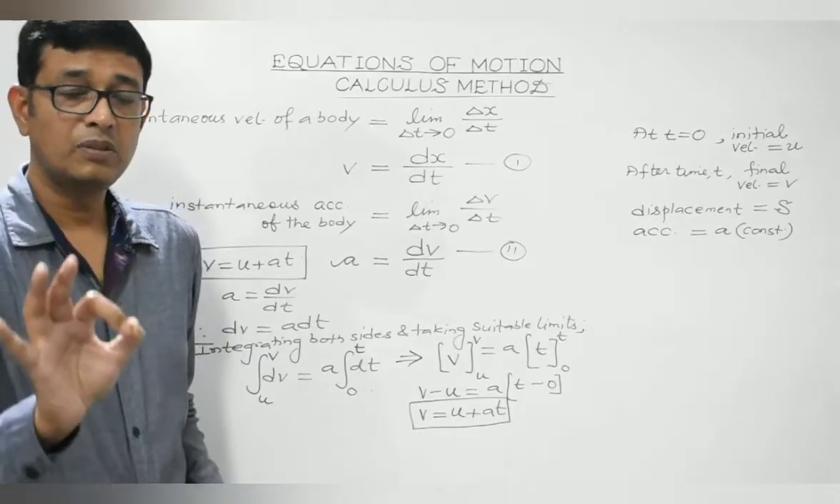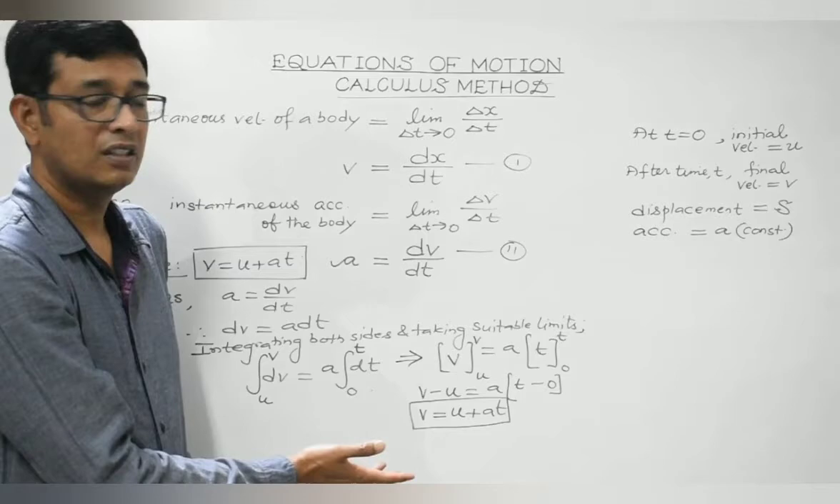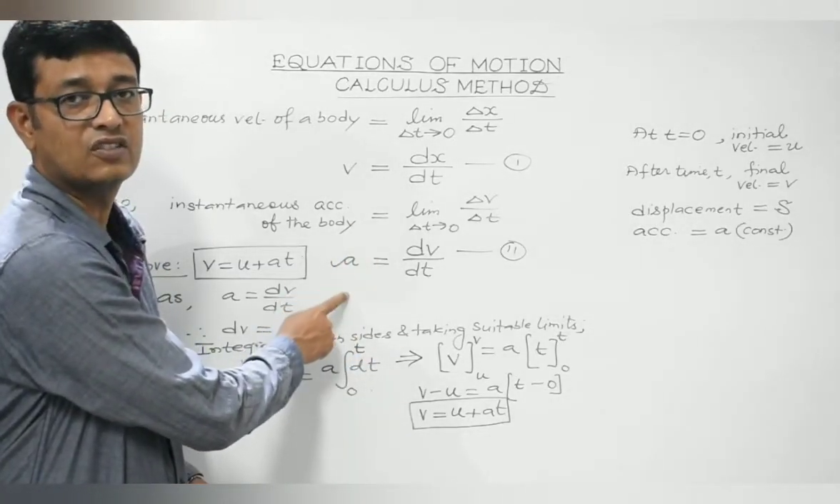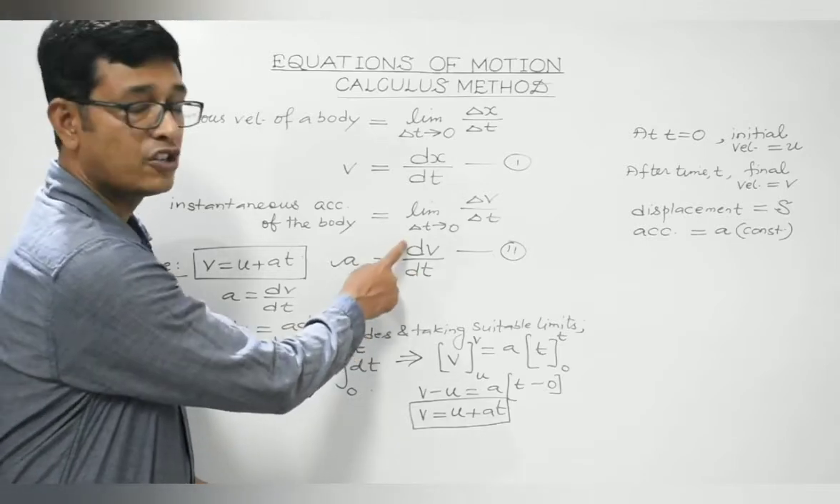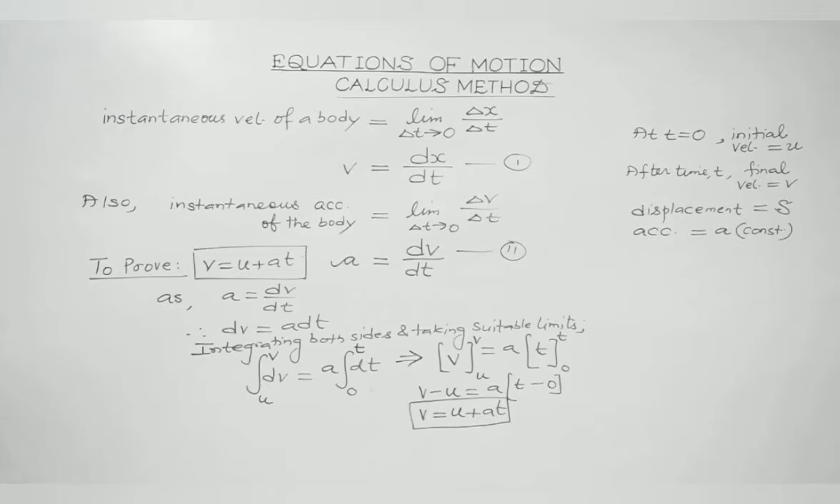So students, remember, in order to derive v equals u plus at through the calculus method, you need to consider this particular expression, the instantaneous acceleration that is given by the differential coefficient of velocity with respect to time, right?